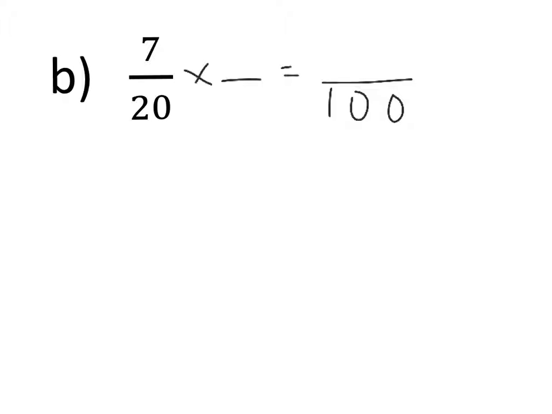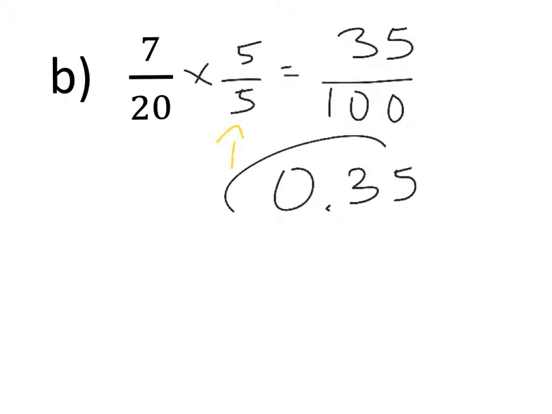You should be multiplying both by 5. 5 divided by 5, this fraction here, is 1. So we haven't changed the problem. We're just rewriting it in a different fashion. If I now multiply, 20 times 5 is 100, which is what we wanted. 7 times 5 is 35. Since we have our denominator of 100, we can read the fraction, and that is our answer. 35 is less than 100, so it's 0 and 35 100ths.